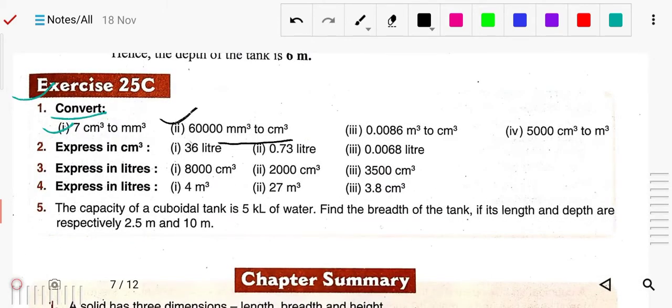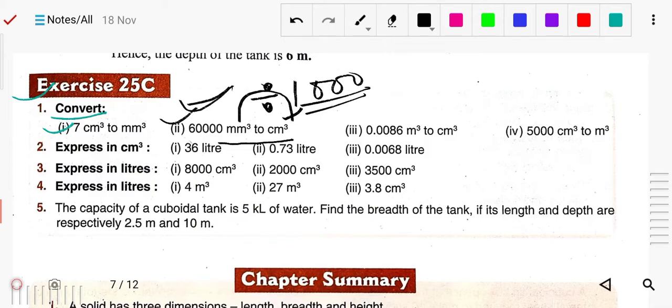This is millimeter to centimeter, which again is going from lowest to highest, so you have to divide. Divide by how much? Millimeter to centimeter cube, so divide by 1000. You will get 60 centimeter cube. Its answer will be 60 centimeter cube. Okay, next, question number 3.